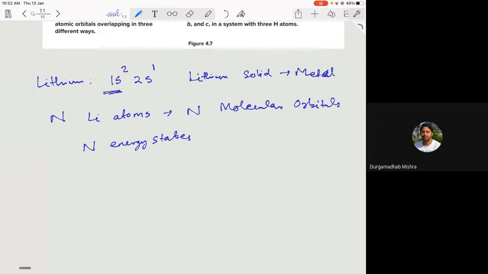It is the orbital which is actually overlapping. So in this case, in lithium, the outermost orbital will overlap. The overlap will happen for the 2s orbital. Okay. And similarly then you have this separation.